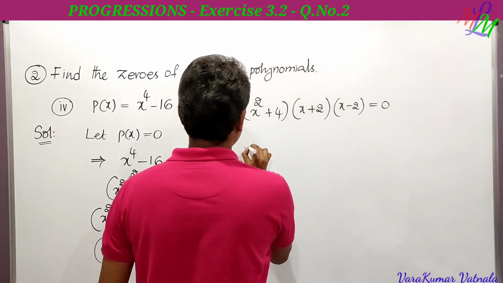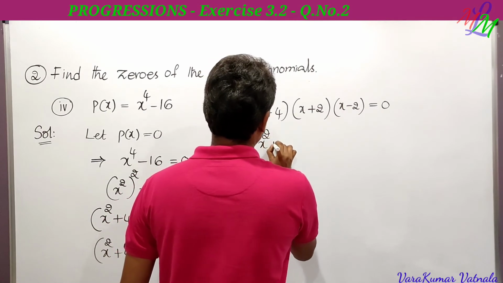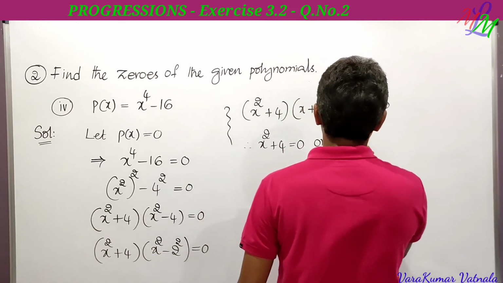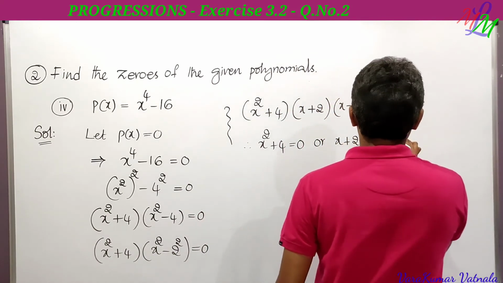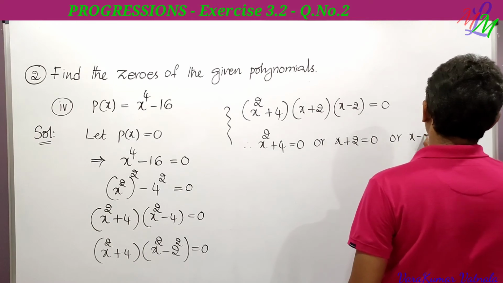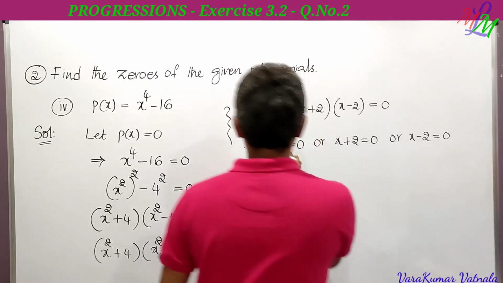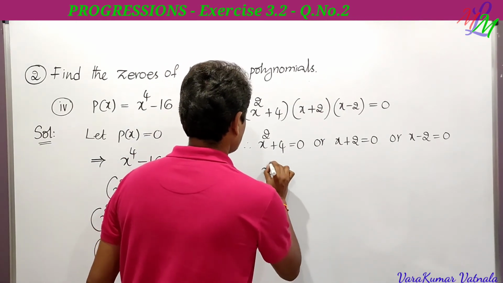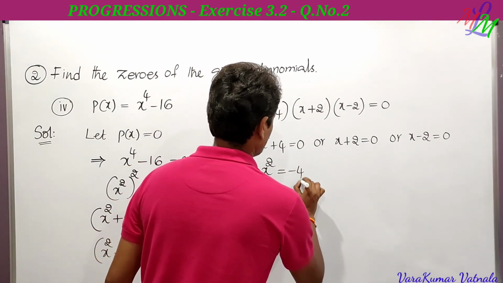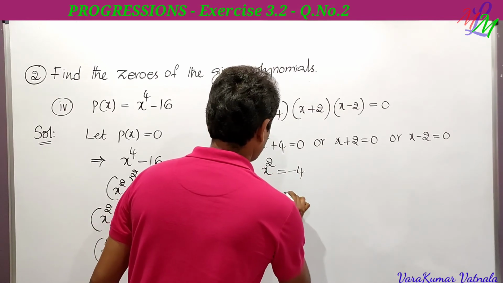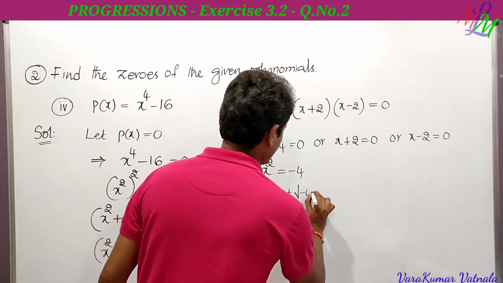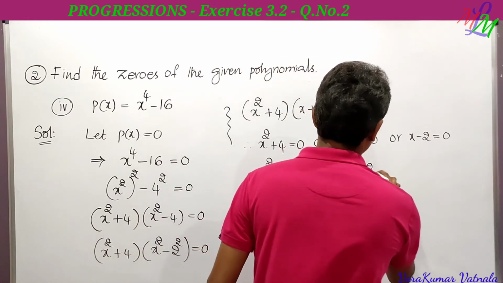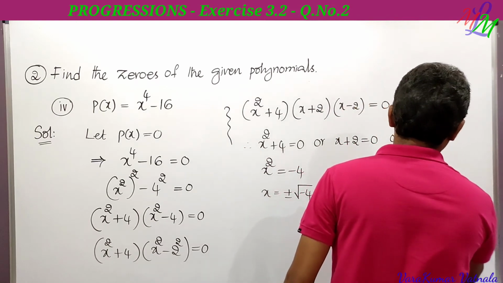Therefore we can write x square plus 4 equal to 0 or x plus 2 equal to 0 or x minus 2 is equal to 0. Here if x square plus 4 equal to 0, take plus 4 to the right side, we get x square is equal to minus 4. Here x is equal to plus or minus square root of minus 4. Here we get x is equal to minus 2. Here we get x is equal to plus 2.